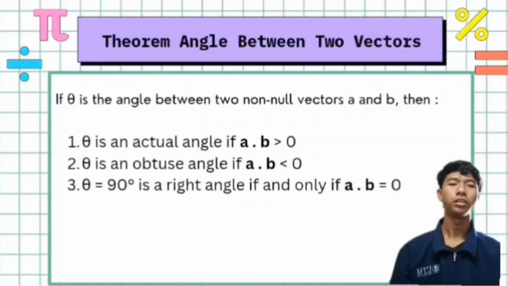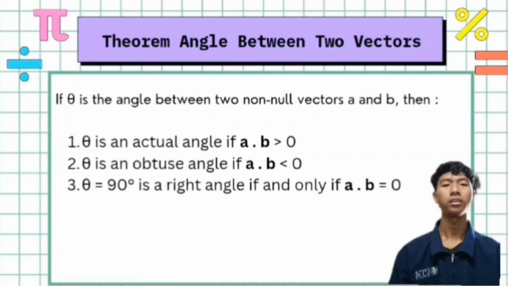Now moving on to the angle between two vectors. The angle between two non-null vectors can be determined using the dot product, and here's how it works. If A dot B is more than 0, the angle will be an acute angle, and if A dot B is less than 0, the angle will be an obtuse angle, and if A dot B is equal to 0, the vectors are perpendicular and the angle is exactly 90 degrees. This relationship helps us to understand the geometric alignment between vectors, and this is crucial for fields like physics and engineering.